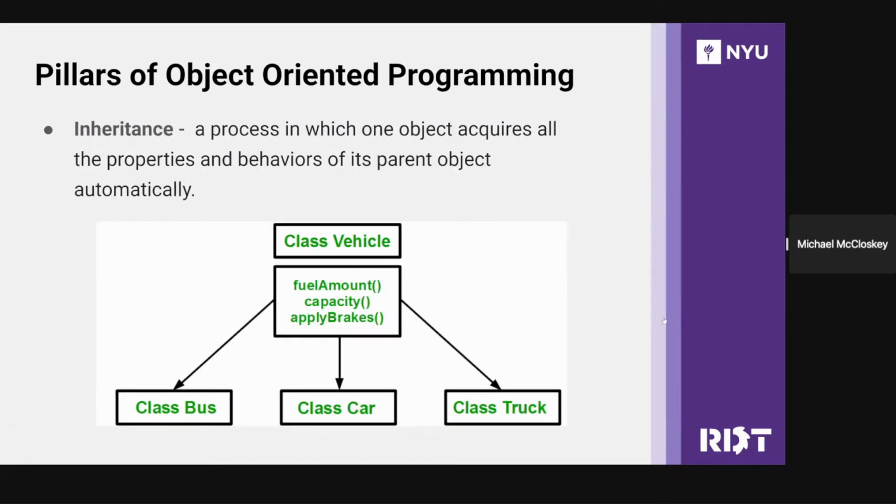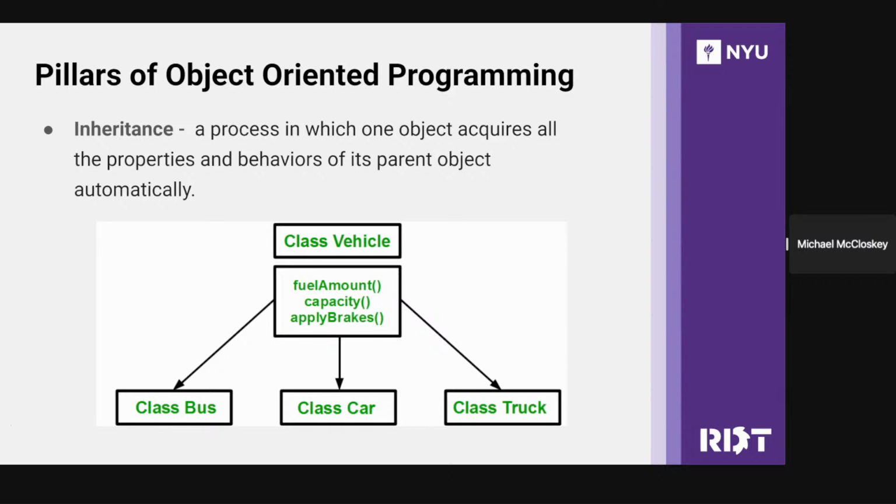And then along with our classes, we can use inheritance, which is a process that allows one object, or multiple objects, to acquire the properties of a parent object. So for the example that we have here, if you have a bus, a car, and a truck, they all have certain things in common, such as they can hold fuel at a certain amount, they can hold a certain amount of people, and they all need some way to stop so that they don't run into everything.